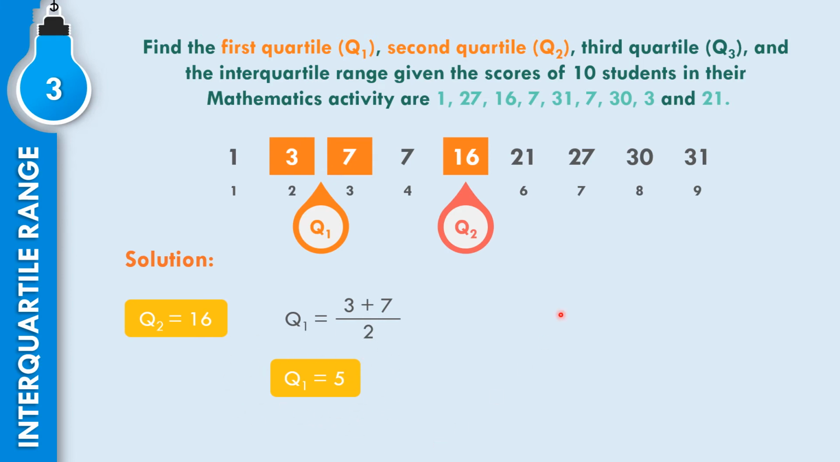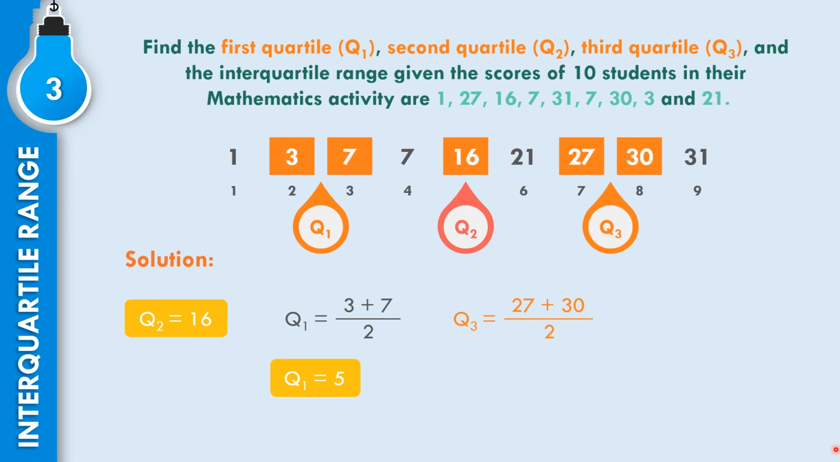How about the Q sub 3? So the Q sub 3, if we count, this is 1, 2, 3, 4. So the middle is between the position 7 and 8. So we need to add 7 and 8 position. So it means the Q sub 3 is equal to 27 plus 30 divided by 2. 27 plus 30 divided by 2 is 57 divided by 2. The answer is equal to 28.5.